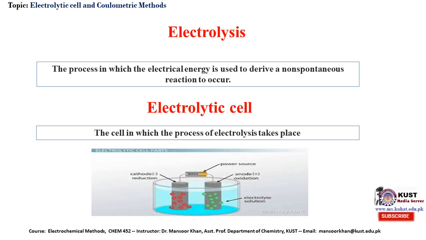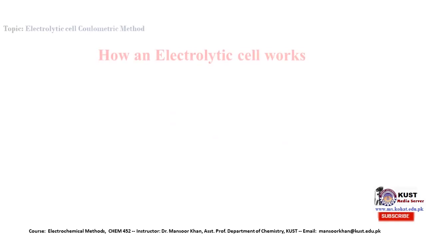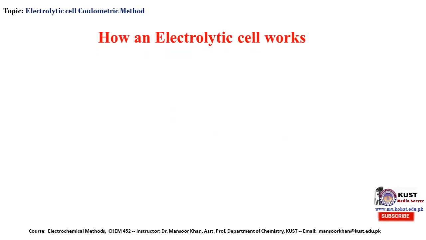This is the image of an electrolytic cell, which consists of a cathode where reduction takes place and an anode where oxidation takes place. Both are immersed in the electrolytic solution and also connected to an external power battery. Now the question arises: what is the basic mechanism of an electrolytic cell, or how does the electrolytic cell work? It is so important.